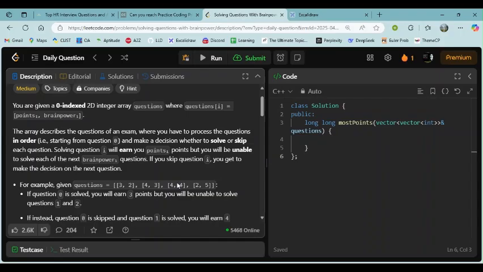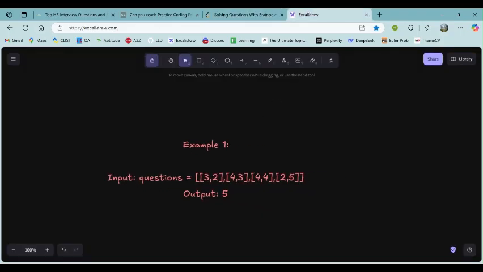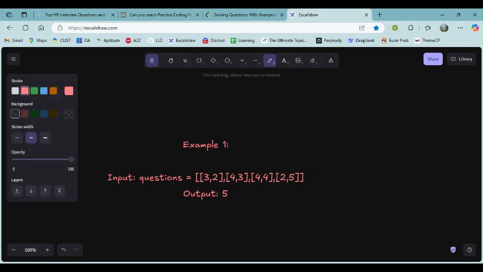So let's try to solve the problem, first understand the problem, then try to build the approach for it. This is example number 1, in which we are given 4 questions: [3,2], [4,3], [4,4] and [2,5]. And we have to maximize the points. Remember this, we have to maximize the points.